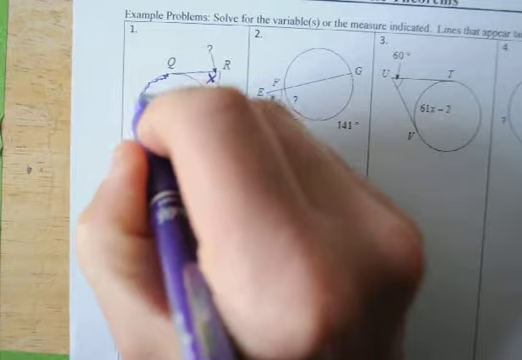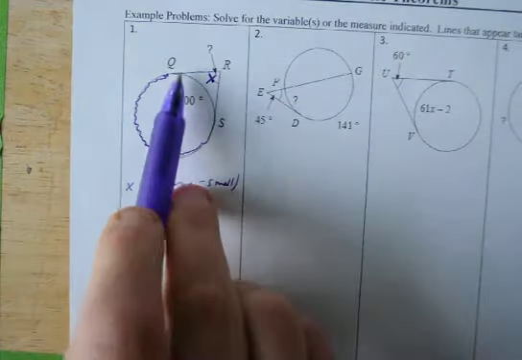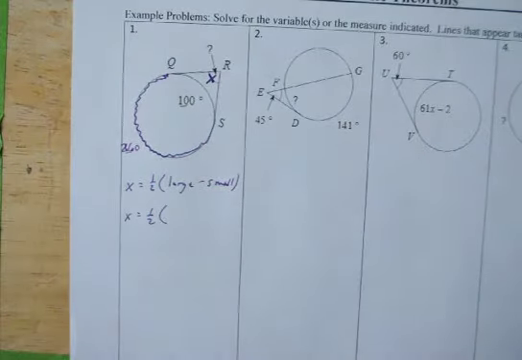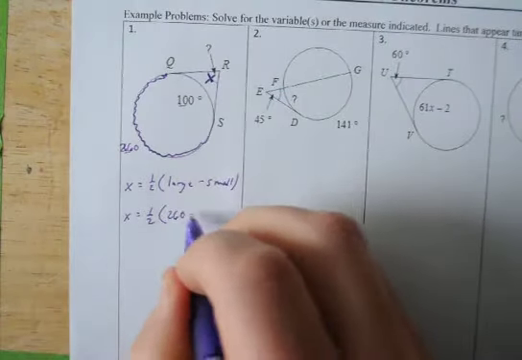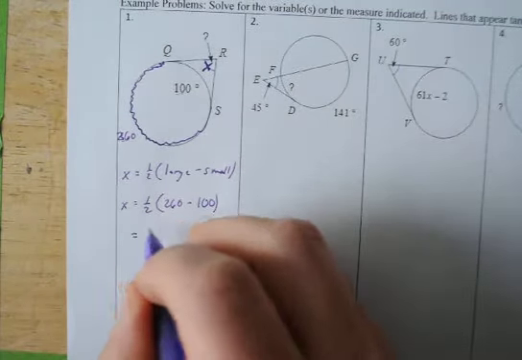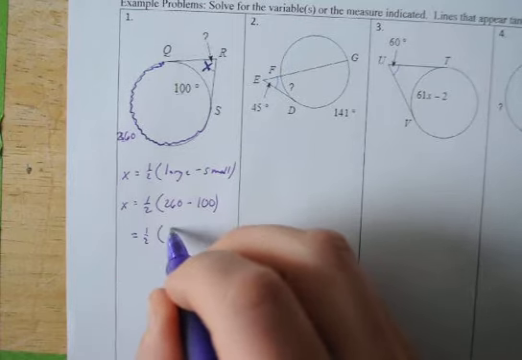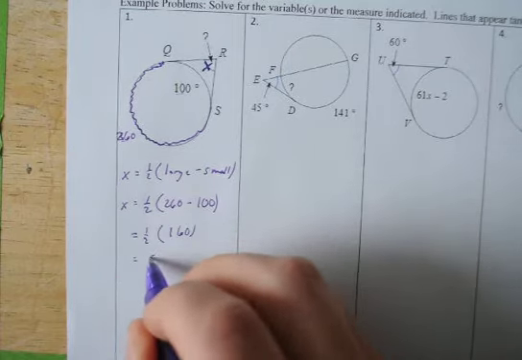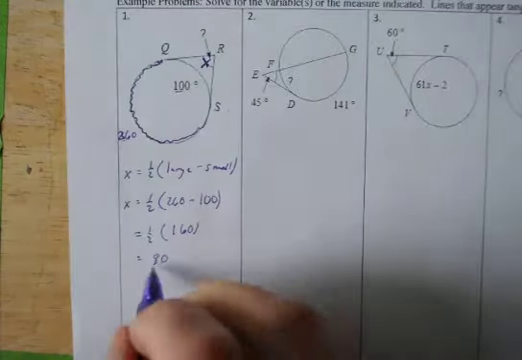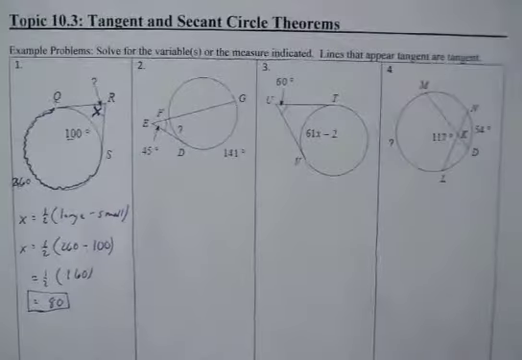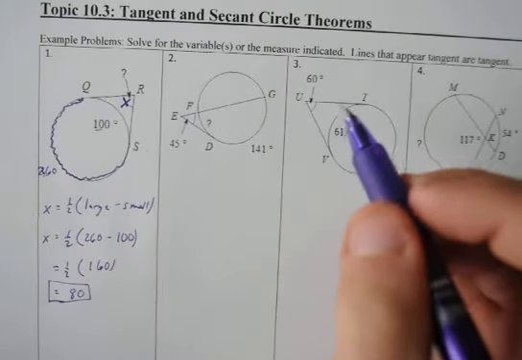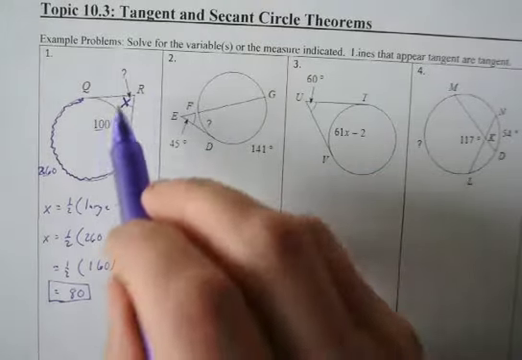So the large arc: if this arc's 100, this has got to be 260, because 260 plus 100 is 360. So that's 260 minus 100. That would be 160, and half of 160 ends up being 80. That's an 80-degree angle. It has to be an 80-degree angle. It's kind of magic, but there is proof to it, and these are pretty cool proofs if you have the time to do them.